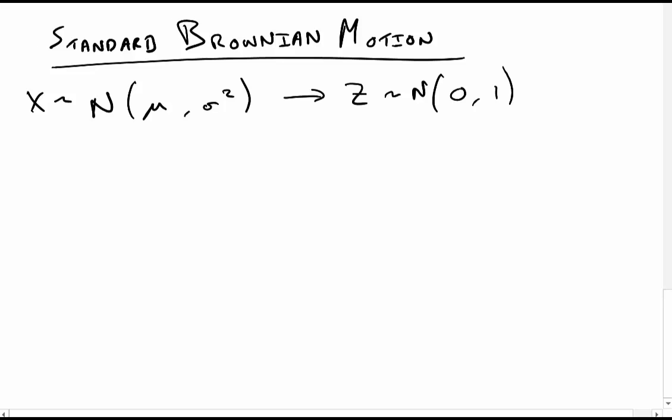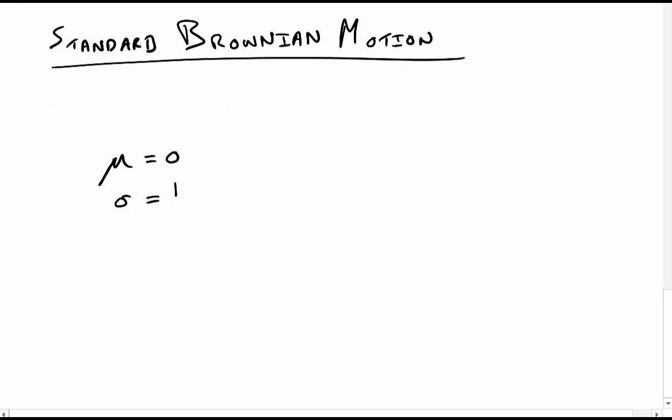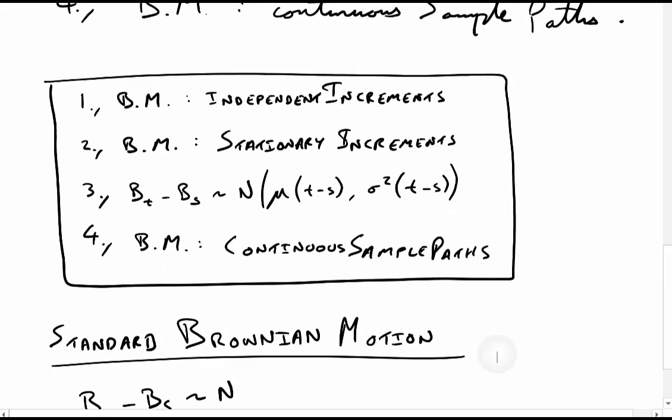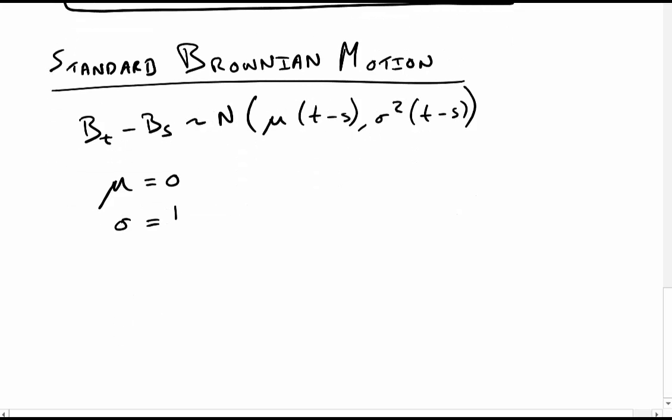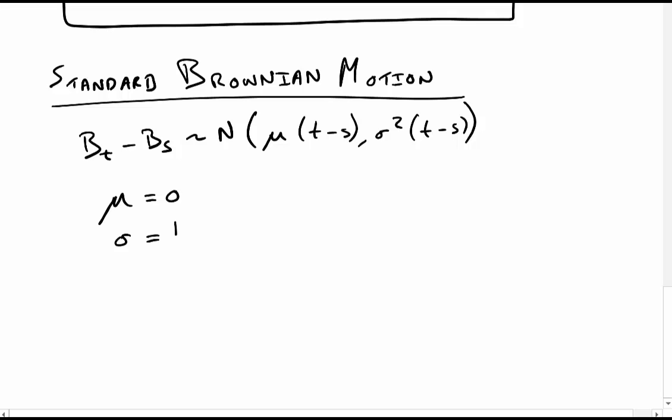So a standard normal distribution is where the mean is 0 and the variance is 1, and standard Brownian motion is exactly the same, because B_t minus B_s follows a normal distribution. A time increment from s to t, the Brownian motion time increment, follows a normal distribution with mean mu times (t minus s) and variance sigma squared times (t minus s). Remember this. Well, if the standard Brownian motion is when the mean is 0 and the variance is 1, then B_t minus B_s becomes a normal distribution with mean 0 times this thing, and then just 1 in here, so just t minus s as the variance.